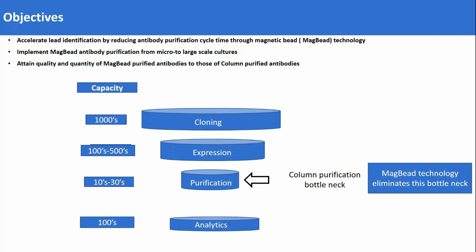So the bottleneck in protein purification or antibody purification is usually the purification step. So the bottleneck in terms of obtaining purified antibodies is the purification step, as you can see in this figure. Cloning usually can run as many as 1,000 molecules in parallel. Expression is around 100 to 500, but the purification takes just a very, very small number of samples. So you just block the whole system through purification again.